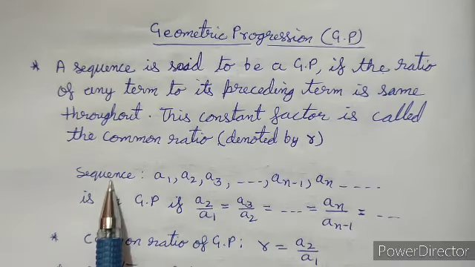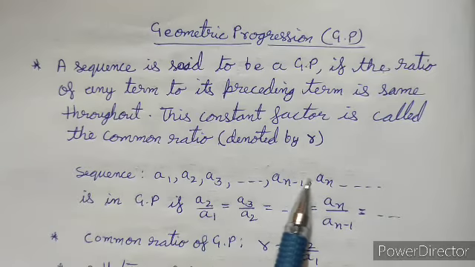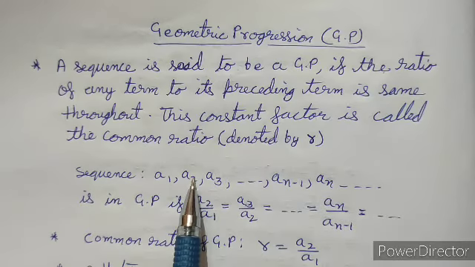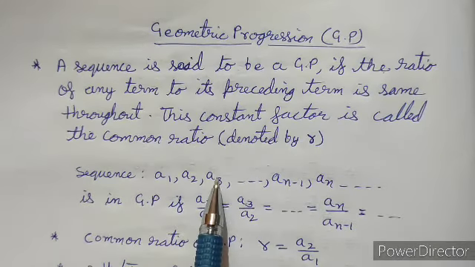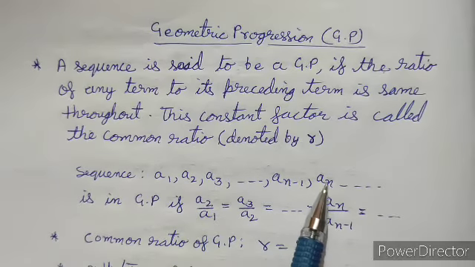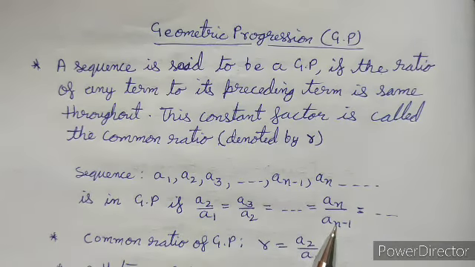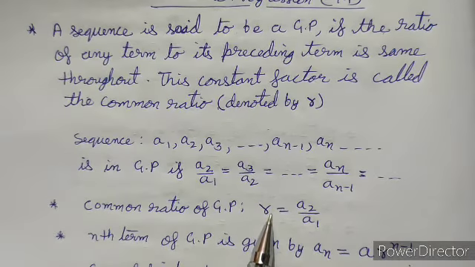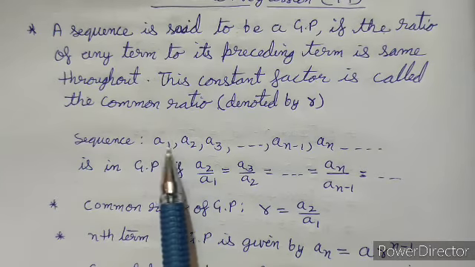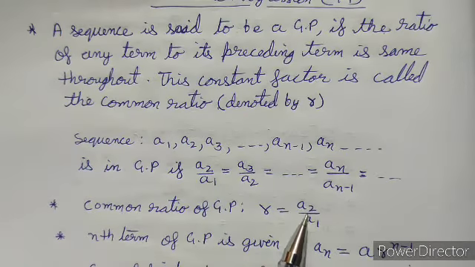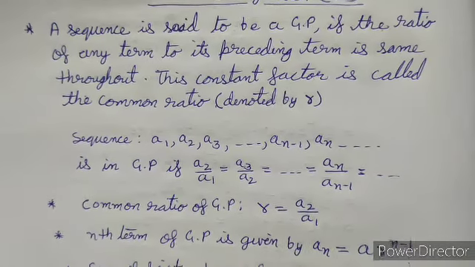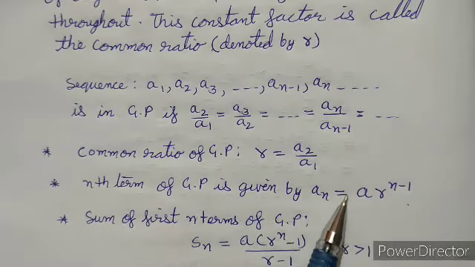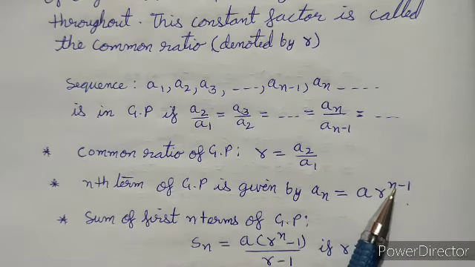Now suppose there is a sequence A1, A2, A3 and so on. Then it will be in GP if A2 upon A1 is equal to A3 upon A2 and so on to An upon An minus 1. Now the common ratio of GP, that is R, will be equal to A2 upon A1 or the ratio of any term to its preceding term. Now the nth term of GP is given by An equal to A R raised to power n minus 1.